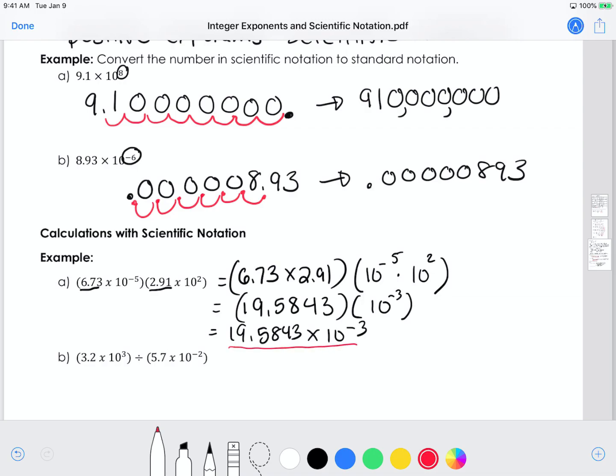However, even though this is correct, it's still not in scientific notation. Remember, in order for it to be considered scientific notation, there can only be one digit to the left of the decimal. So I need to rewrite that 19.5843 as 1.95843. And because I moved the decimal place over to the left, I would have to change that negative 3 to a negative 2 because I moved it one space. So this is my final answer written in scientific notation. Even though the first answer is correct, this answer that I boxed in red is the answer written in scientific notation.